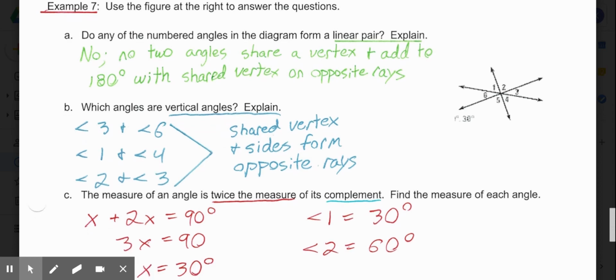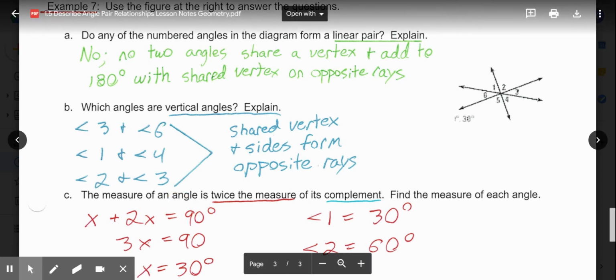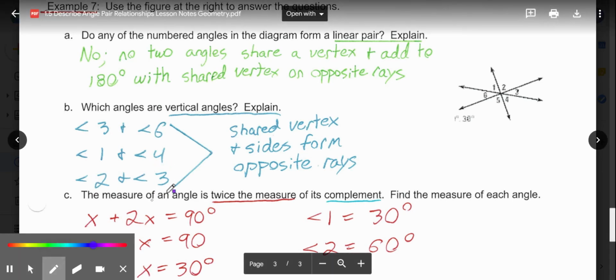For part B, which angles are vertical angles? We have three pairs: angle 3 and angle 6, angle 1 and angle 4, and angle 2 and angle, is that 3? Nope, that should be a 5. So that right here, my apologies, should be angle 2 and angle 5. So we'll want to change that to a 5, not a 3. So then those three sets are vertical angles because they share a vertex and their sides form opposite rays.